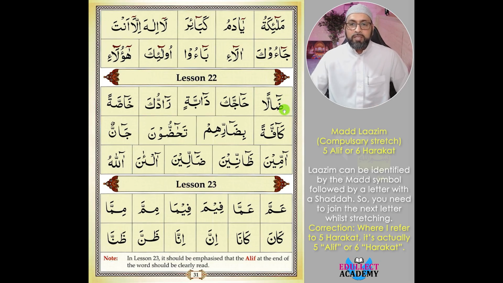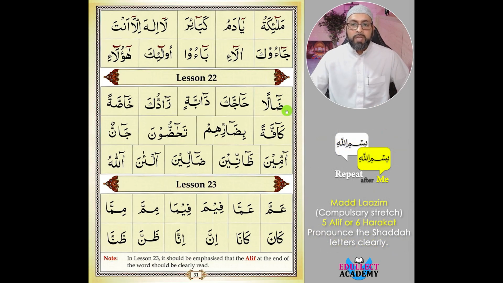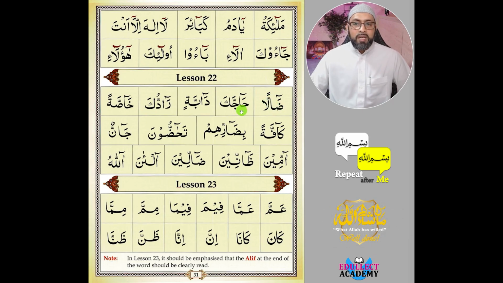So let's recite this. Bismillahir Rahmanir Rahim. So we're on page 31, by the way, lesson 22. Bismillahir Rahmanir Rahim. Dallan. Okay, so I may have said it's 6, so I'm used to reciting 5 or 6. So you recite this now. Again, MashaAllah.